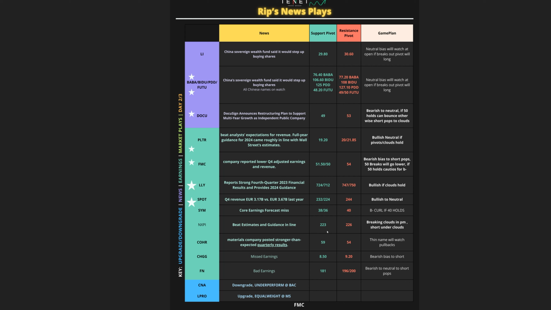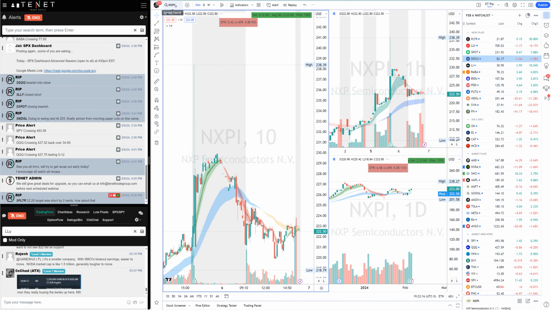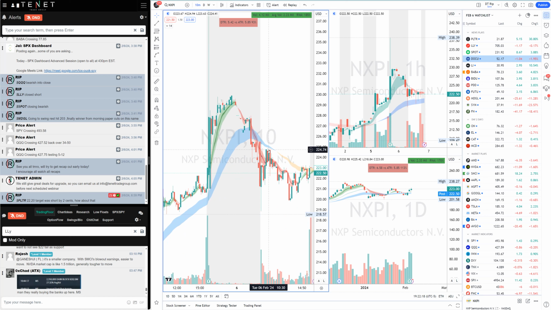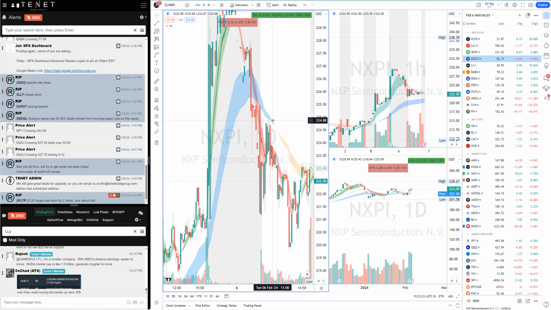And then NXPI, the 223, 226, and I was bearish if it breaks the cloud, short under the clouds. That's what the plan was. And what did NXPI do? It popped, rejected the clouds, and shorted, traded from 225 to 219. So that idea worked as well.